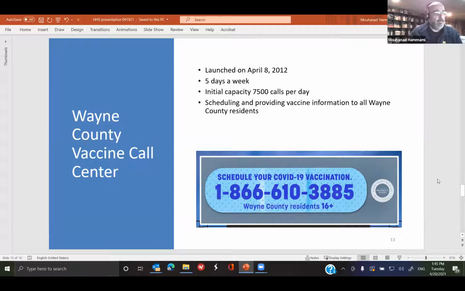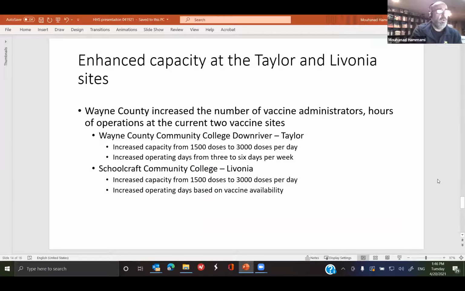So we have established the 866 or the 800 number that you see on the screen. It's what we have advertised, and it's what you can use with all your constituents and residents in case they require an appointment for a vaccine. We also wanted to enhance our capacity at the 2 existing sites, the Taylor and the Livonia sites. For doing that, we needed more vaccine administrators, and we needed to increase our hours of operation at those 2 sites.